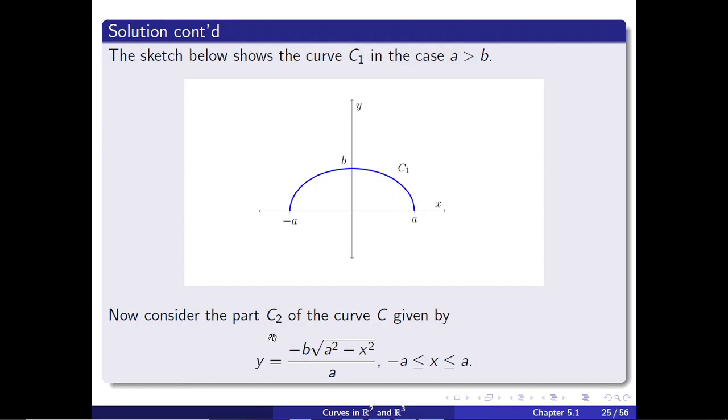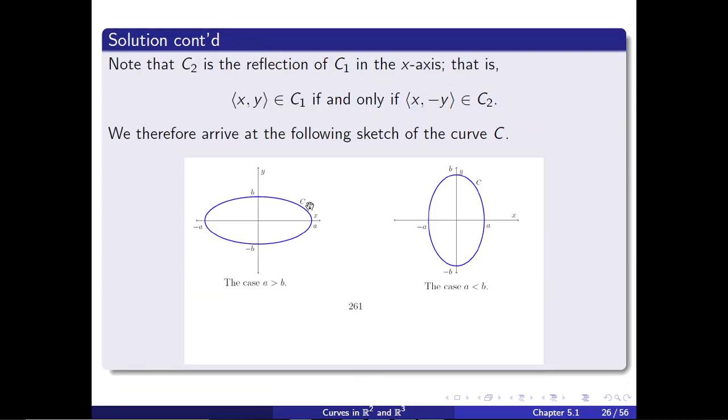Okay, so now we consider C2, the part of the curve where y is negative, right? And we will notice that that is just a reflection in the x-axis. We will do the same thing. So it's just a reflection of C1 in the x-axis, and (x, y) is in C1 if and only if (x, minus y) is in C2. So therefore we have the following.